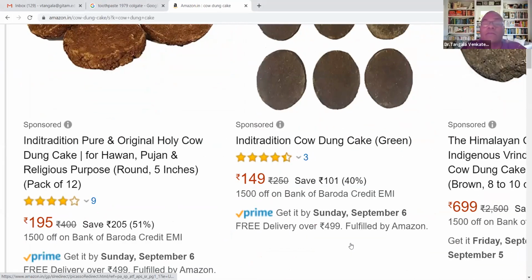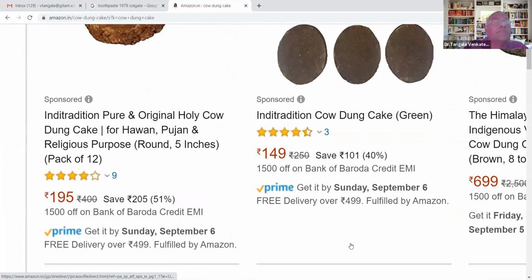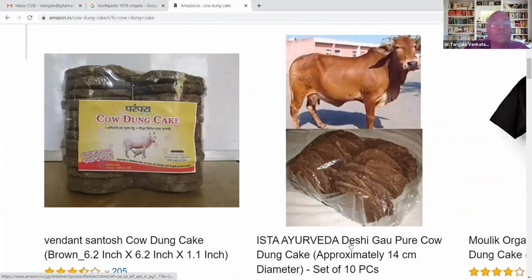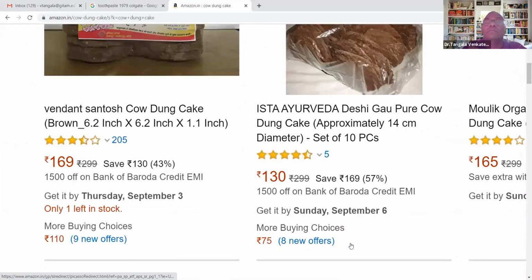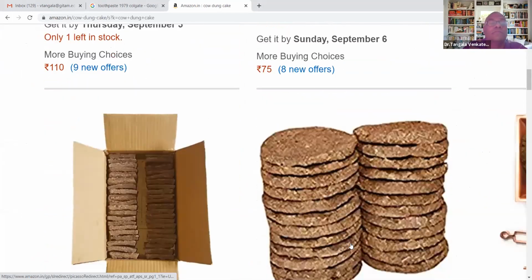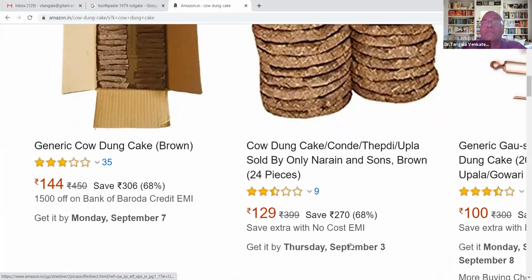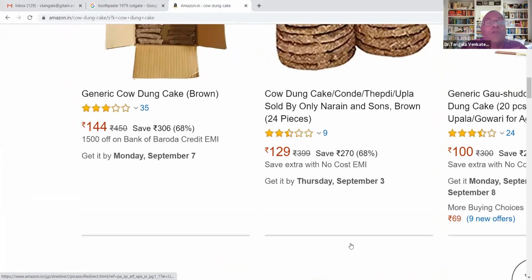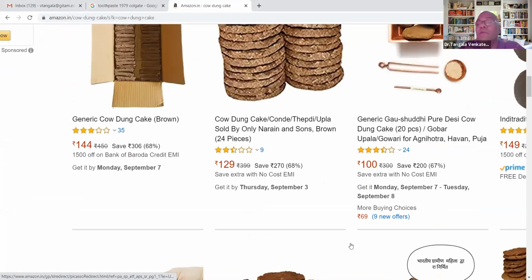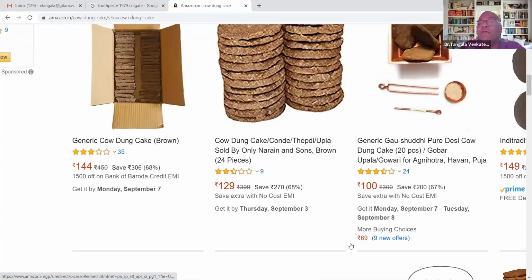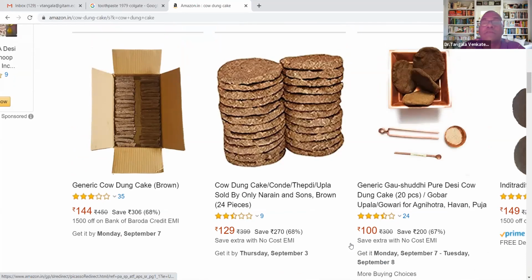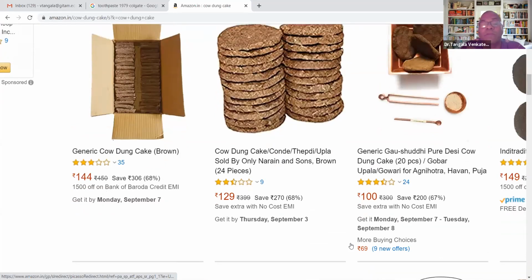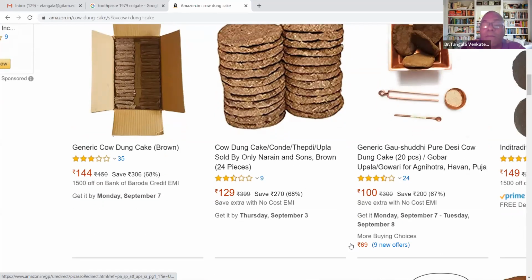Cow dung cake, 149 rupees. Pack of 12, 195 rupees. See how attractively they are packed. So here you can just log into Amazon and order the cow dung cake. You might have seen if you go to rural places, they are given freely also. But you can see how business is happening relating to this particular very small product.